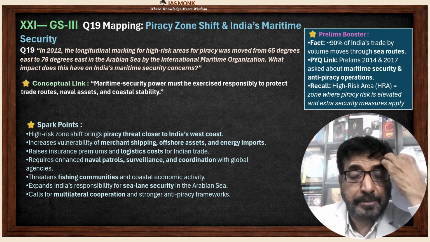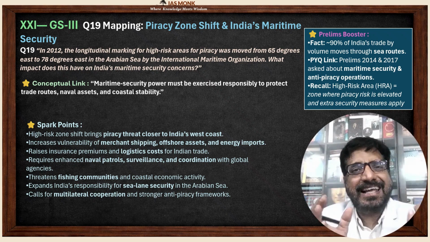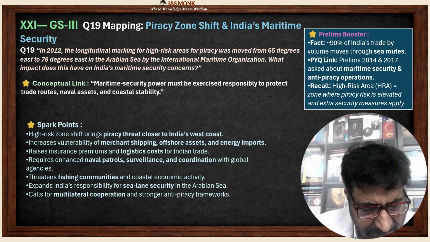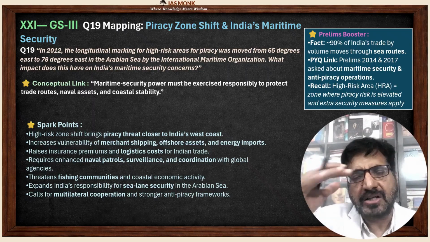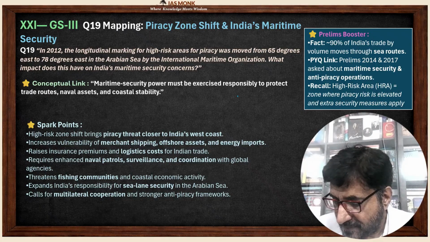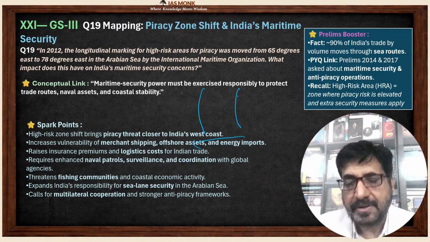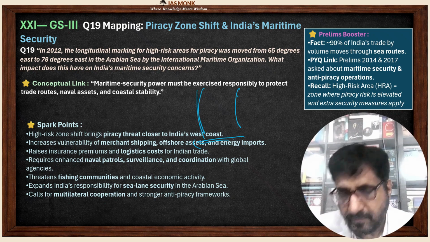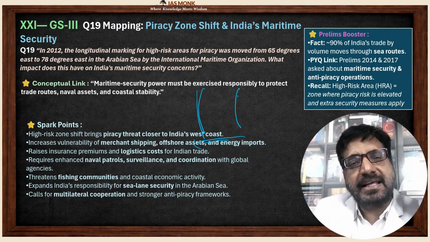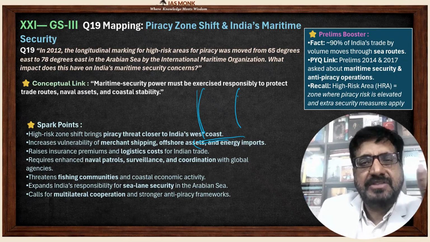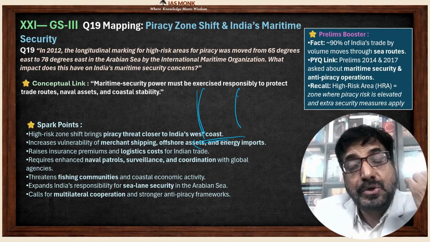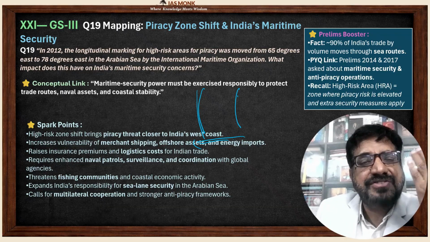So here, connecting with respect to this question, see the shift of the piracy high risk area from 65 degrees to 78 degrees east. You must be knowing about India's expansion. India lies entirely in the northern hemisphere, and India's mainland extends from 68 degrees to 78 degrees. So the piracy high risk area has been pushed. This expanded geographical area means Indian merchant vessels, the trade ships, offshore installations and energy supply routes face elevated risk.